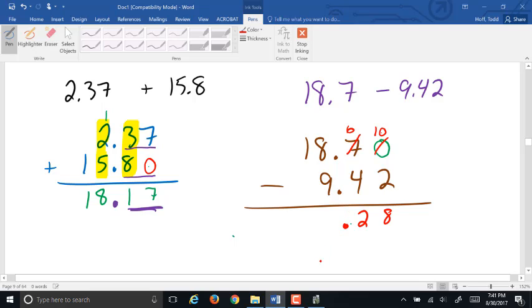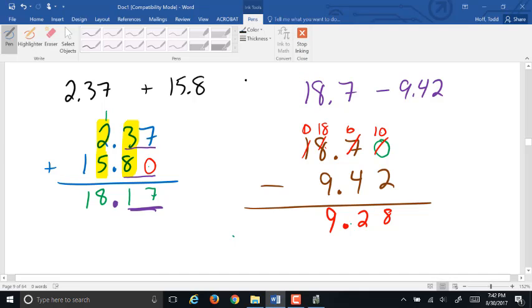Drop the decimal point, bring the decimal point down. 8 minus 9. Can't do it. Got to borrow from the 1, make that a 0. This is now an 18. 18 minus 9 is 9. Notice the decimal point does not affect our borrowing or anything else. We just have to remember to bring it straight down.